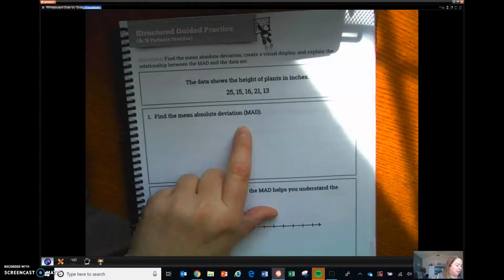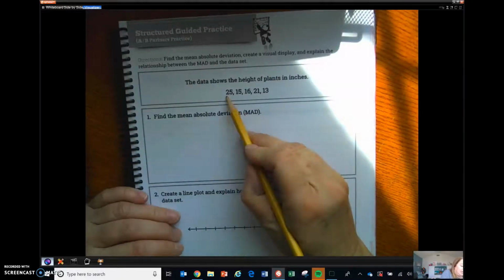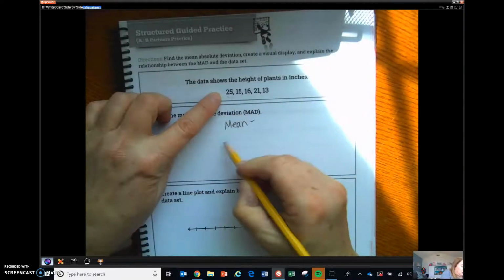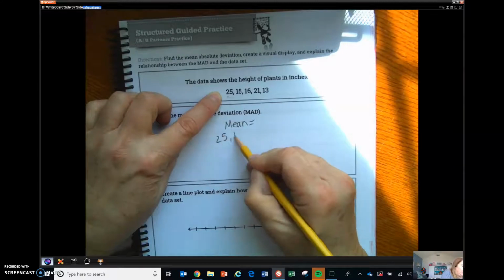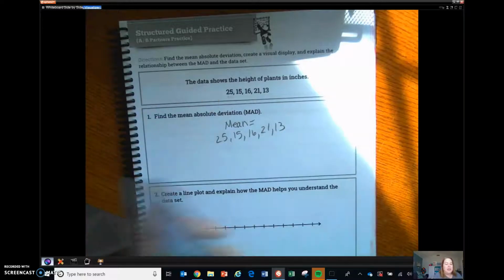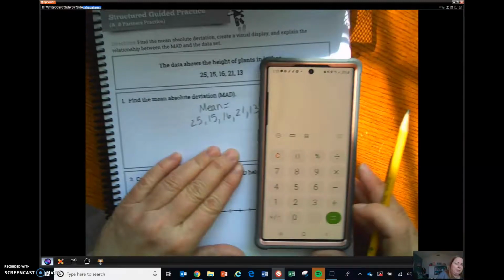Okay, find the mean absolute deviation. Step 1 is find the mean for these numbers: 25, 15, 16, 21, and 13. For this, I don't mind if you guys use your calculators because I don't want you getting wrong answers and having frustration on this. So really all I want you to learn for this lesson is how to calculate mean and MAD. So you can very well use your calculator. That's what I'm going to do to show you. I'm not going to get mad at you.